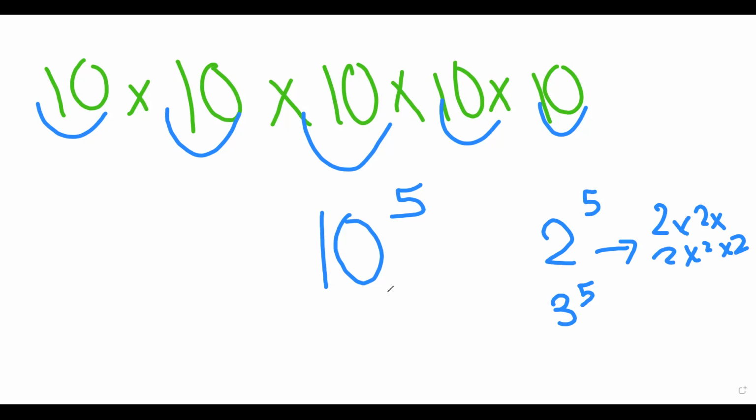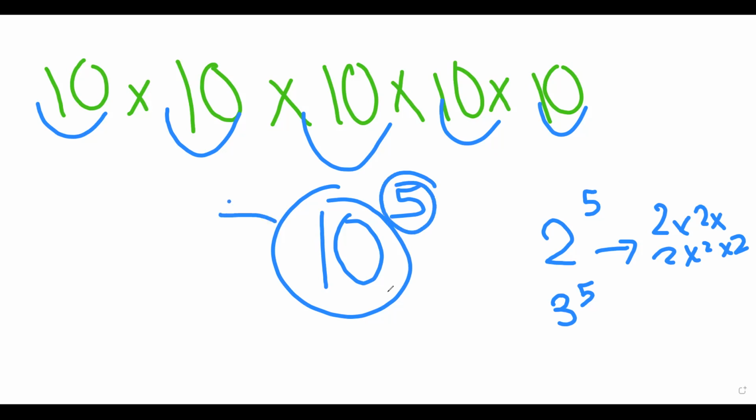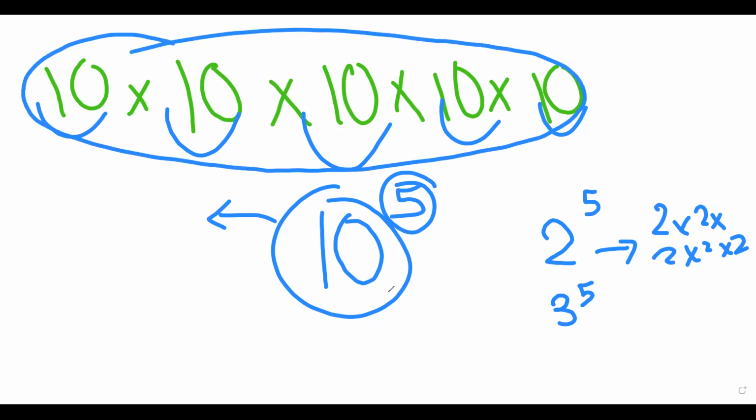Only the base here is 10. I need to tell you that the base could be 2, it could be 3, it could be any number. But for this lesson today, the base is only 10. And number 5 means this 10 is repeated 5 times. Don't forget, it's repeated 5 times, not 10 times 5. Here, 10 to the power 5 means 10 is repeated 5 times.